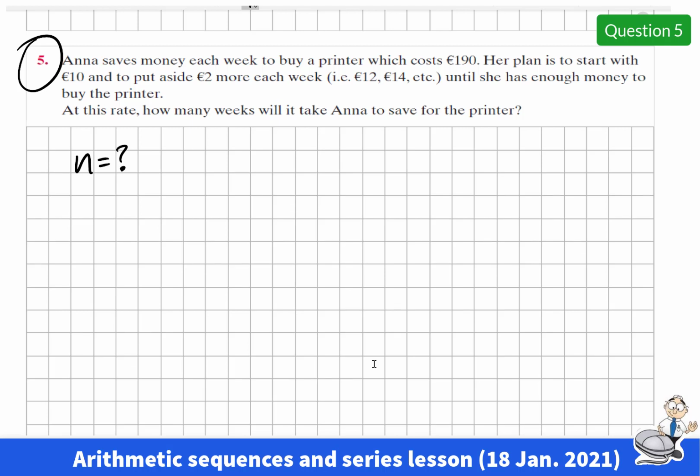According to the formula, there are 4 things I care about: n, a, d, and Sn. We know what 3 of these things are. Looking at it straight away, I know the first term is 12, the common difference is 2, and the sum to n is 190. I just don't know what n is. So all I need to do is put it into the formula like we had before.